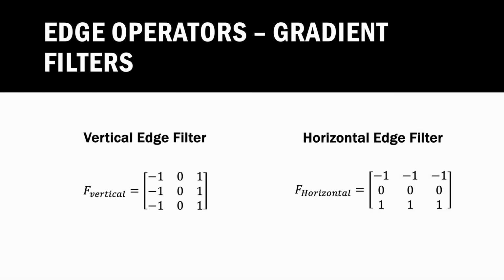Gradient filters are often used to detect edges in specific directions. The vertical edge filter on the left responds strongly to changes from dark to light or light to dark along the horizontal direction, making vertical edges stand out. The horizontal edge filter on the right responds to intensity changes from top to bottom, highlighting horizontal edges. Together, these filters help identify edges in both orientations within an image.